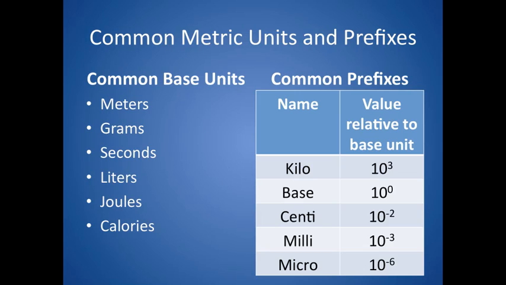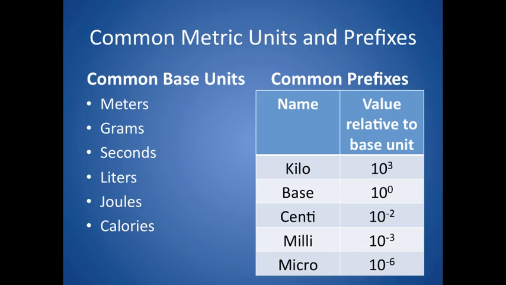So the base units are on the left-hand side, and these are used to measure certain qualities. Like meters is used for length, and grams is used for mass, and seconds is used for time, and liters for volume, and joules for energy, and calories for energy also. Those are some of the common ones that we'll be using this year. Not all of them, but those are some of the common units.